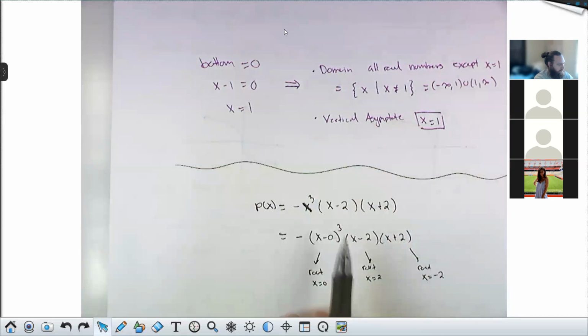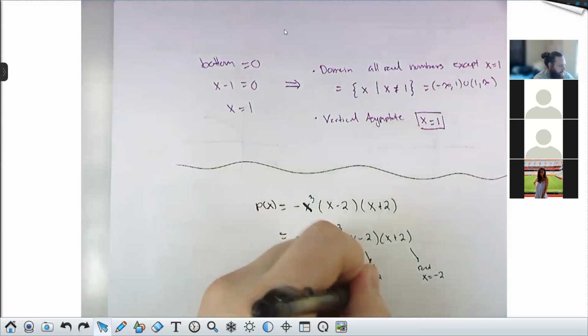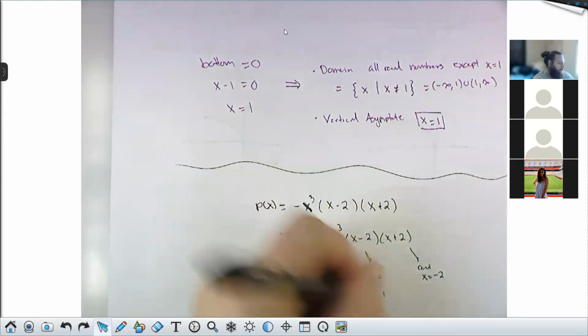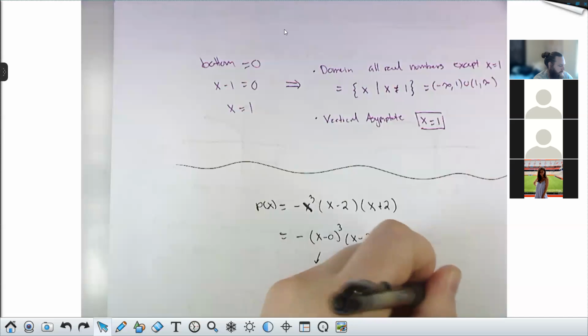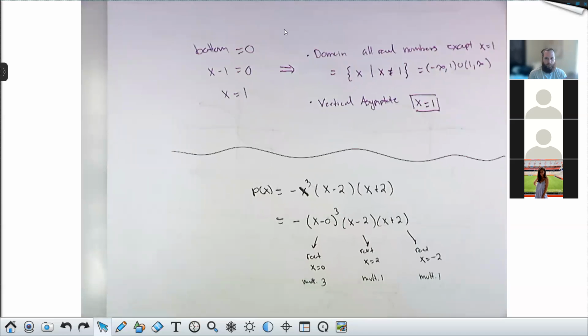And the multiplicity is the power of the factors. So the multiplicity here would be 3, and the multiplicity for these guys would both be 1. And those multiplicities being even or odd is how we know if the graph crosses or bounces off the x-axis. So these are all odd multiplicity, which tells us that the graph will cross the x-axis at each of those points. Okay, thank you.